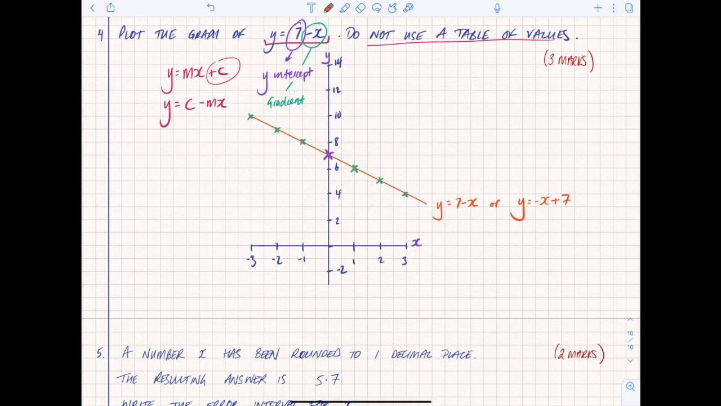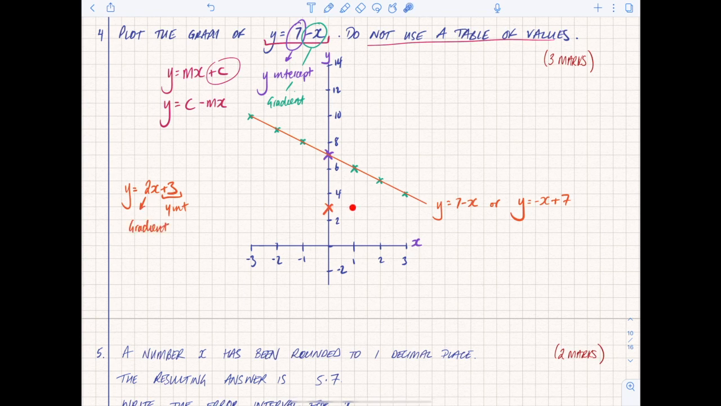Now let me give you a different example to make it a bit clearer. If it was something like y equals 2x plus 3, if that was my equation, I'd go to 3 on my y-axis. I'd go across 1, so that's your y-intercept. And this is your gradient. So my gradient is now 2.